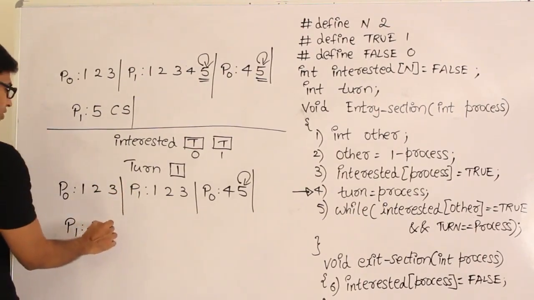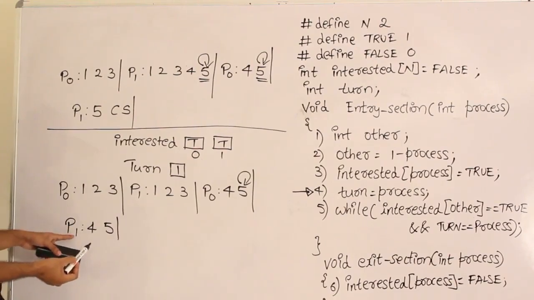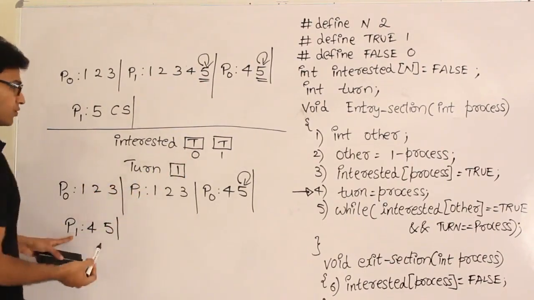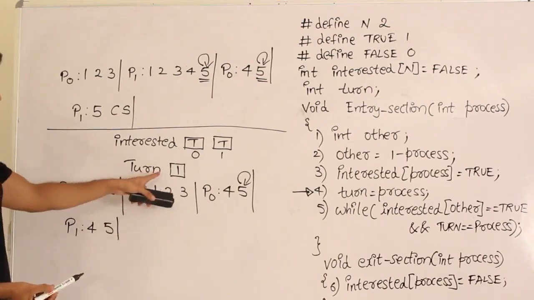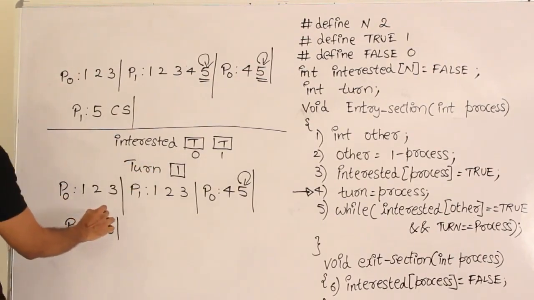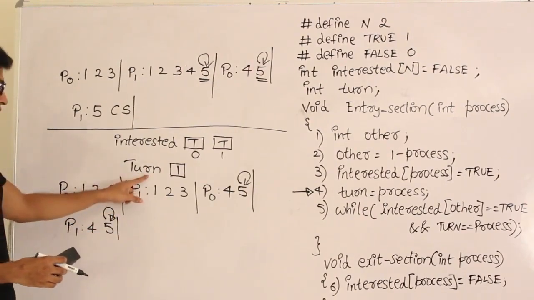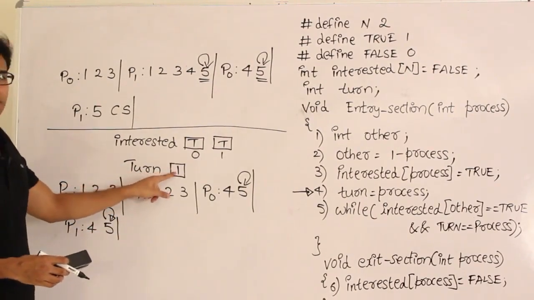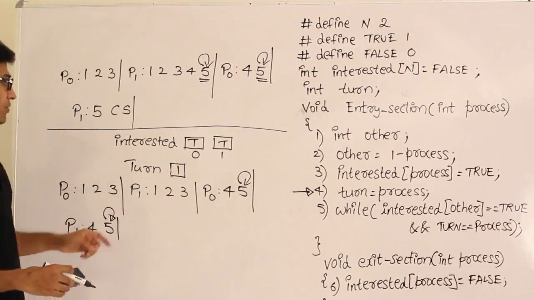Let's see this. Now what happens here is, while interested of other equal to true, what is the other for P1? 0. Yes, interested of other equal to true and turn equal to process. So is turn equal to process? Yes, turn is equal to 1. So it is going to get blocked there. Therefore, since it is the last one who has modified turn, turn will reflect its process ID, right? Therefore it is supposed to wait there, right? And now what about the other one?